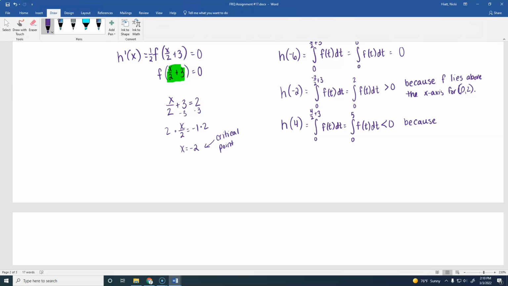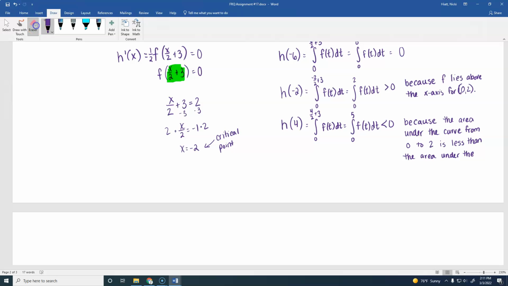We know this. I would probably say the area under the curve from 0 to 2 is less than the area.